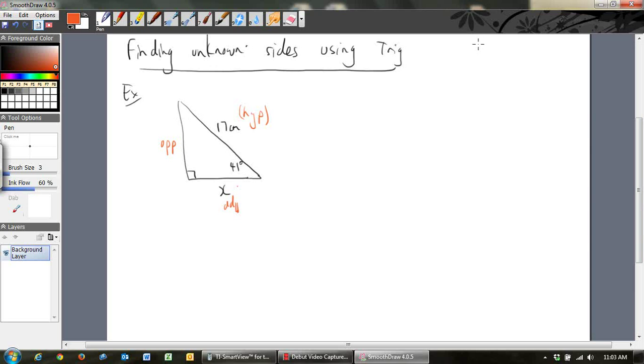So we want the ratio, and I'll just write them up here, SOH CAH TOA, and just always have this written up at the top of your page so you can quickly refer to it. We want the ratio that involves the hypotenuse, because that's the side we know, and the adjacent, because that's the side we want to know. So what we've got here is cos theta is equal to adjacent over hypotenuse. It's good to write that down. Therefore, the cos of the angle that we're talking about, which is 41, is equal to the adjacent side, which is x, divided by the hypotenuse, which is 17.